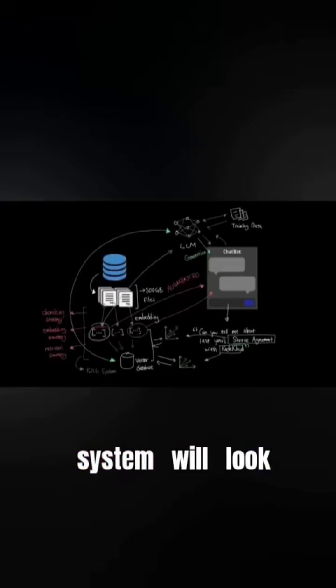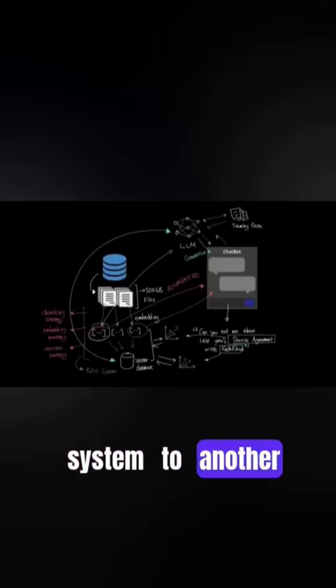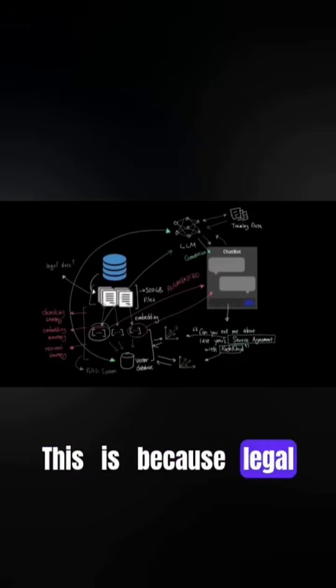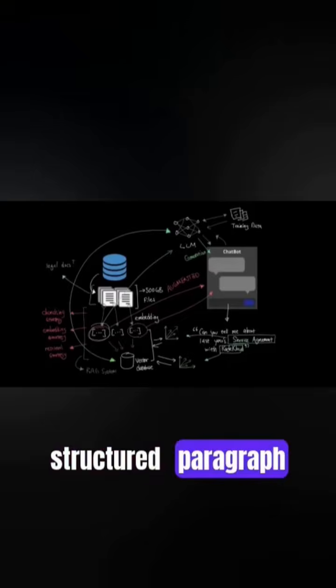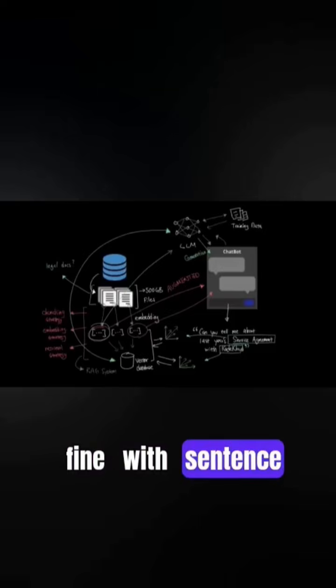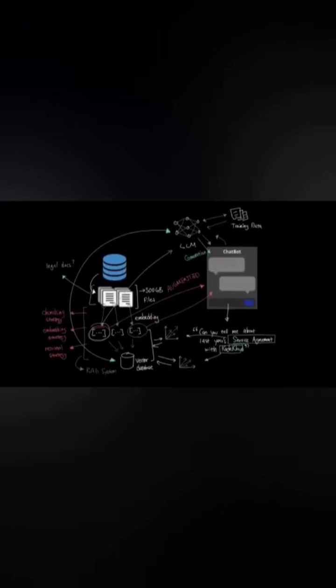Setting up a RAG system will look different from one system to another because it heavily depends on the dataset that you're trying to store. For example, legal documents will require a different chunking strategy than, say, customer support transcript documents. This is because legal documents often have long structured paragraphs that need to be preserved, while conversational transcripts can be just fine with sentence level chunking with high overlap to preserve context.